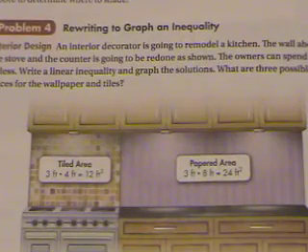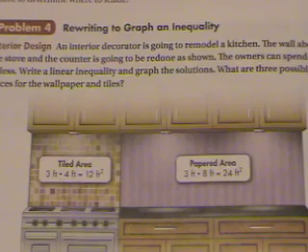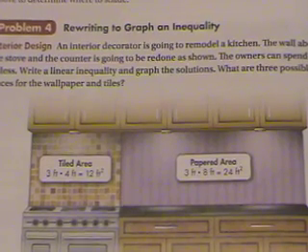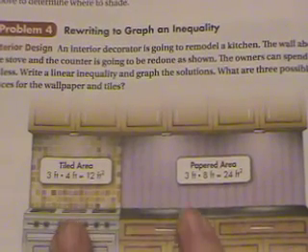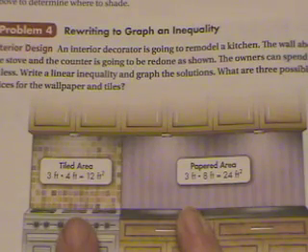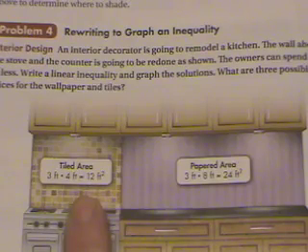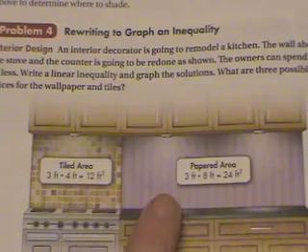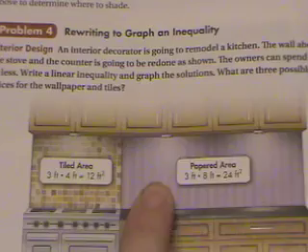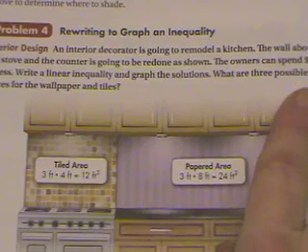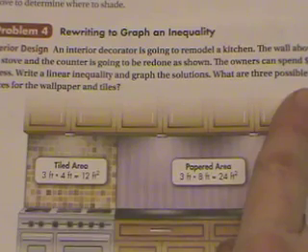So, problem 4, here we go with our practical application of the math you have just used. An interior decorator is remodeling a kitchen. We are focusing on this wall. How much of the wall is going to be tiled, and how much of the wall is going to be papered? The owners can spend $420 or less, which means that the owners should not be remodeling their kitchen.